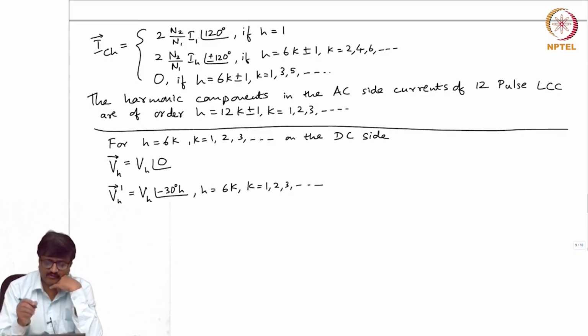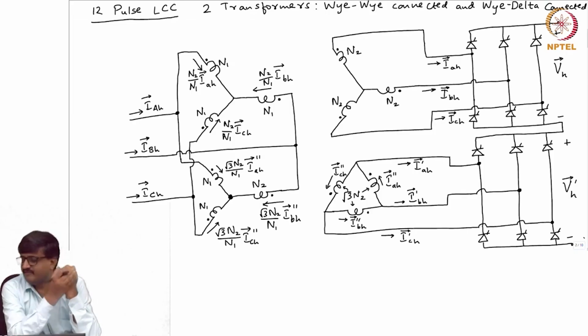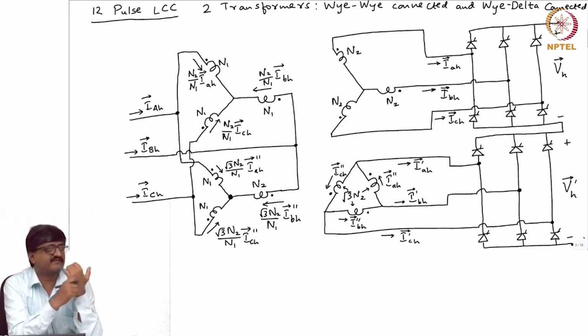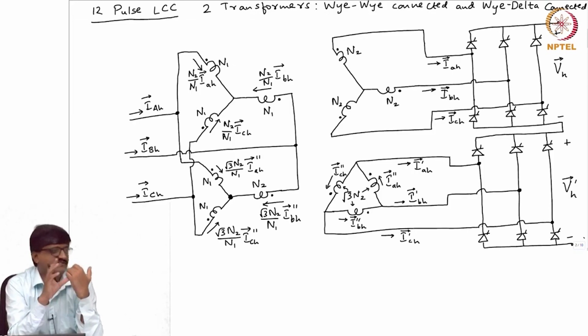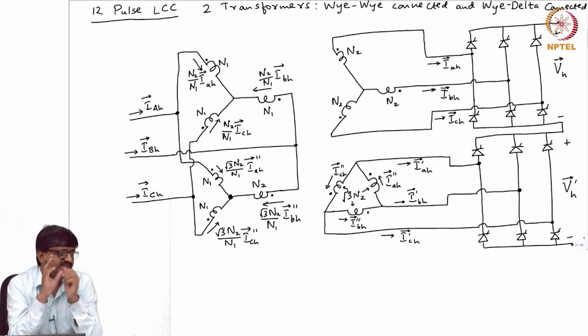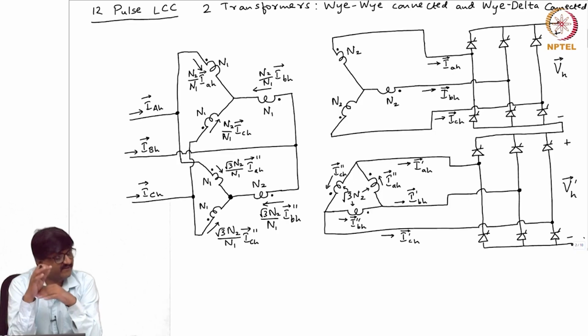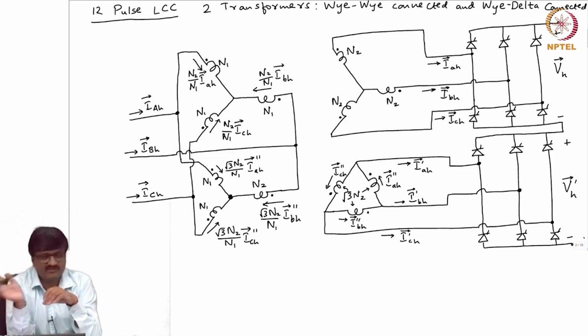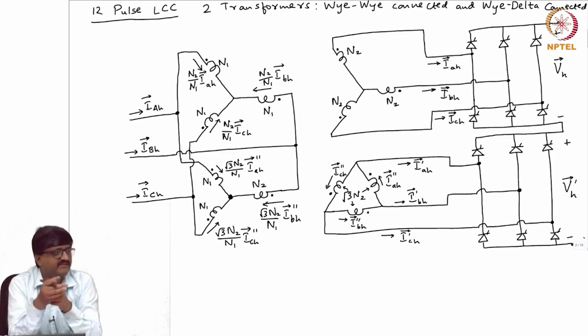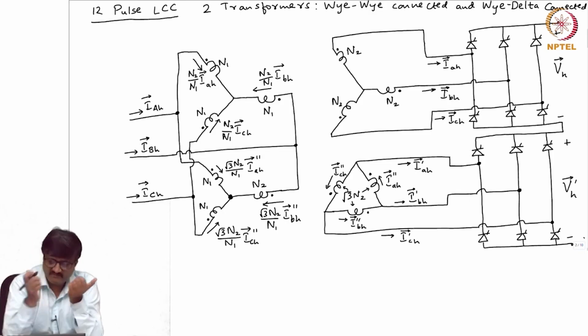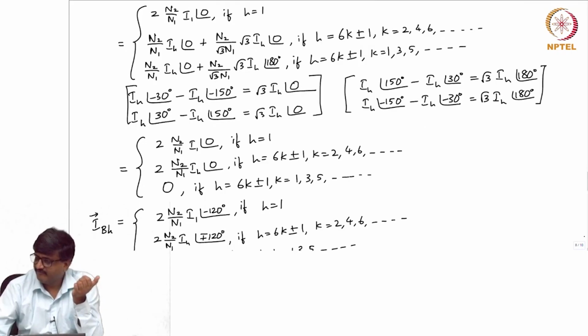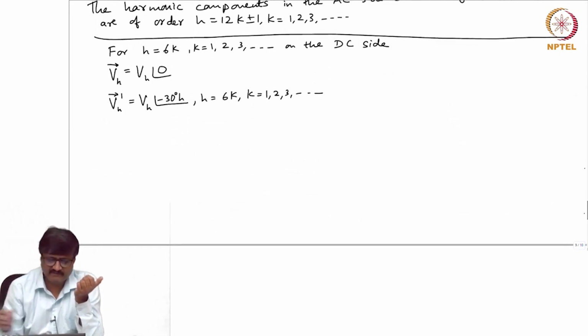If you look at the circuit, I have used a notation VH for the DC side voltage of the first 6 pulse LCC. I have used a notation VH prime on the DC side of the second 6 pulse LCC. Now, I want an expression for any harmonic component on the DC side of 12 pulse LCC in terms of these two. They are connected in series. So, it is VH plus VH prime. If I take the sum of VH and VH prime, what do I get?